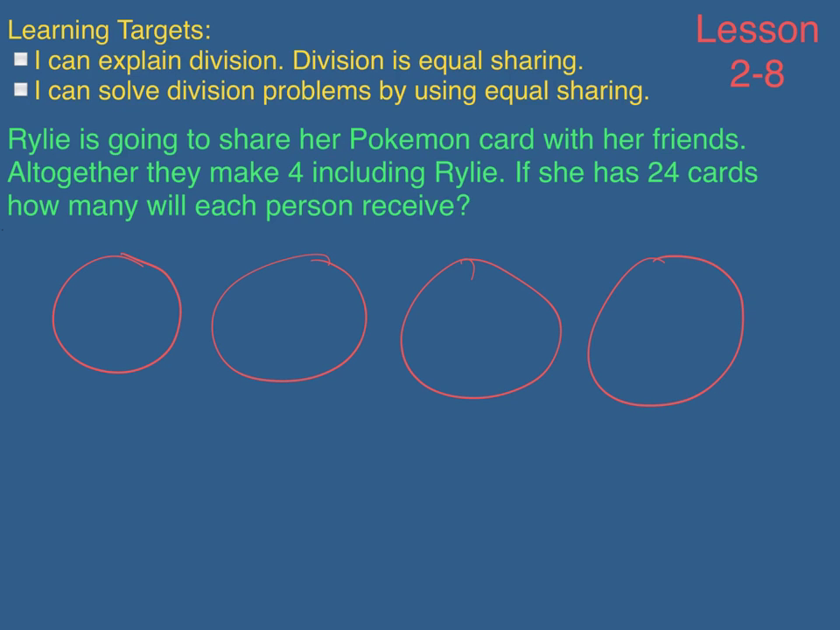So I've got my 4 groups. Now, that part's taken care of. What I need to do now is share the 24 cards. I'm going to let X equal 1 card. I like to include that little bit of a key there just so that anybody looking at my problem knows what that X represents. So I'm going to start counting. I'm going to put 1 in each box.